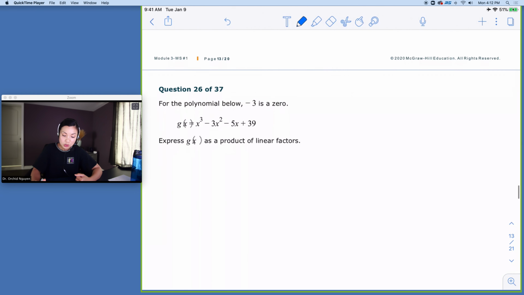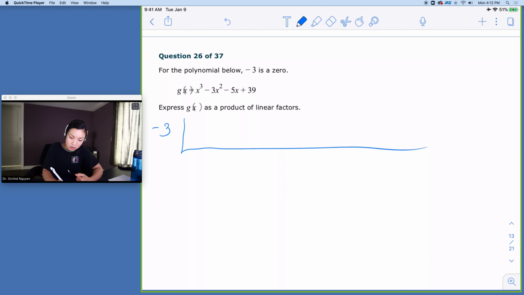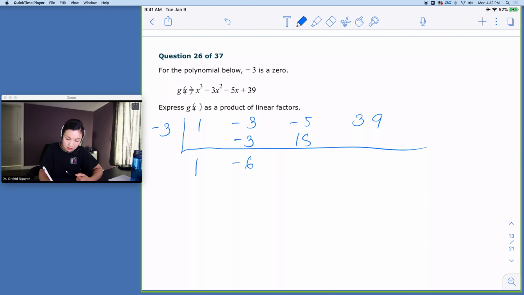Okay, so for number 26 here, similar to what we did before, they give you a 0. So I'm going to use that 0 and use synthetic division to find the other zeros. So if I don't make any mistake, I should get 0 for the remainder. In this case, it's right. Okay, so I have x squared minus 6x plus 13 equals 0.